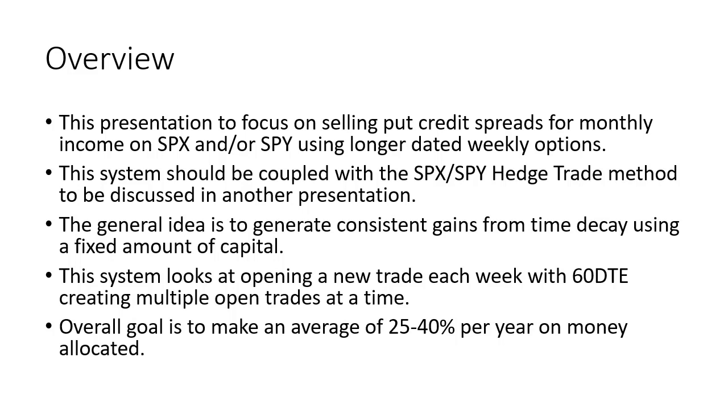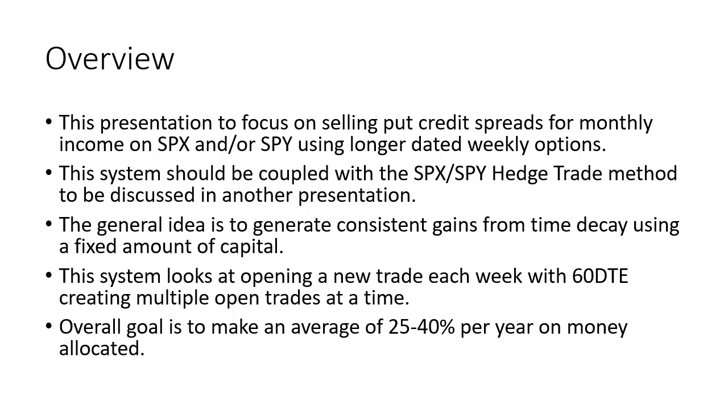And the goal here is to make 25 to 40% per year on the money allocated. Now, that number is based on trading it every week. If you're going to trade every 2 months, it may work out to be the same because you're not trading that much at a time, but ultimately we're looking to make 25 to 40% a year trading this strategy with a fixed amount of money. That's the money allocated. Doesn't mean you should put your whole account on this strategy. That would be ridiculous.